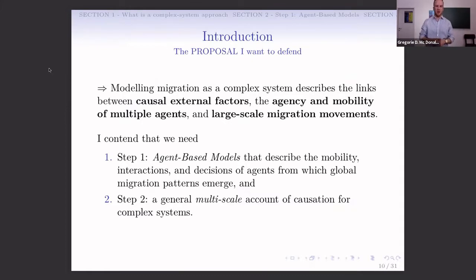So the proposal I want to defend is the following. Modeling migration as a complex system describes the links between causal external factors, the agency and mobility of multiple agents, and large-scale migration movements. In one word, what I believe is that if we consider migration as a complex system, we might be able to bridge the gaps between each scale and to give an integrated explanation of causation in migration systems. To do that, I contend that we need to do two things. First step, we need agent-based models that describe the mobility, interactions, and decisions of agents from which global migration patterns emerge at the lower level. Second step, we need a general multi-scale account of causation for complex systems.